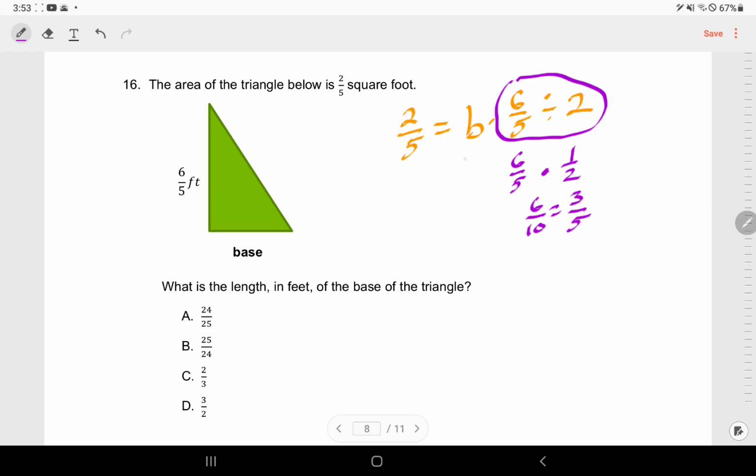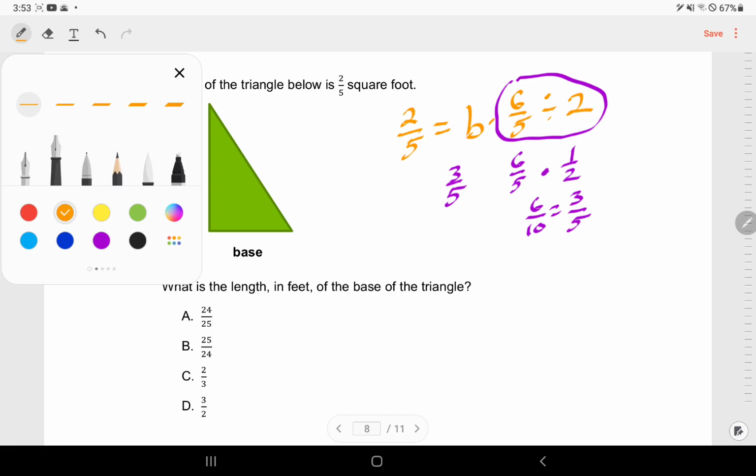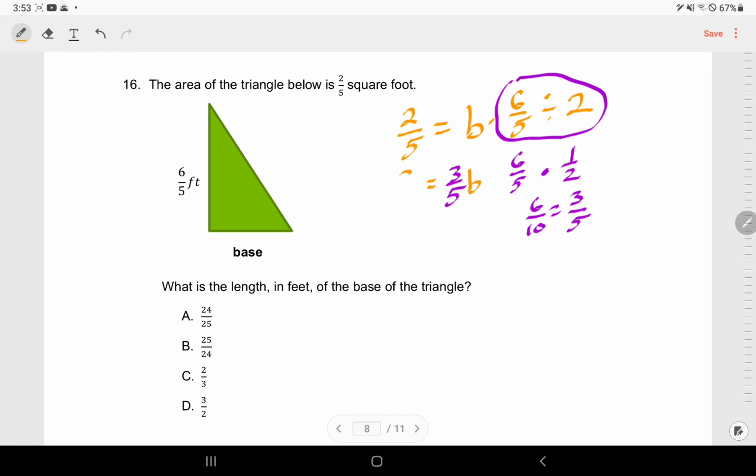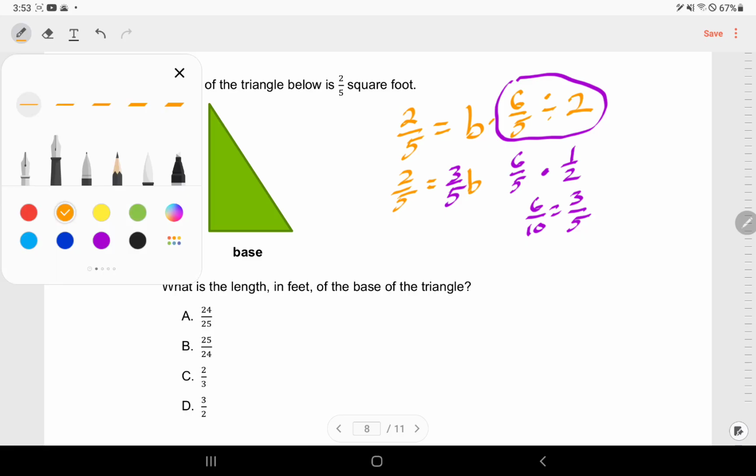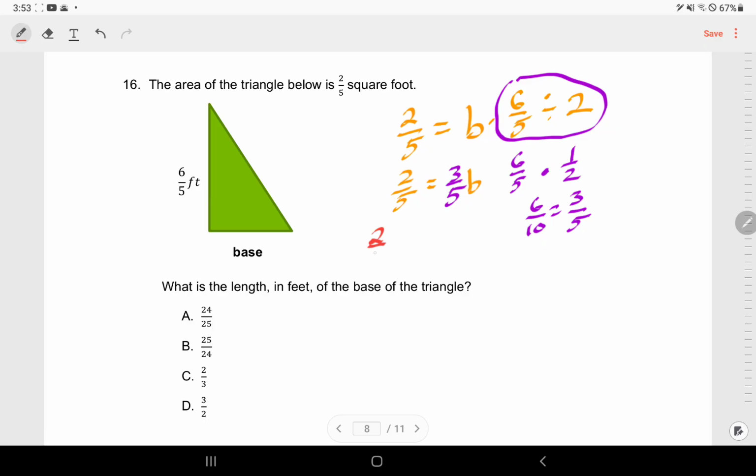And so we know (3/5) times b is 2/5. Well, to find out what b is, we have to divide. So it's what times 3/5 equals 2/5. And so we do 2/5 divided by 3/5 to get b.